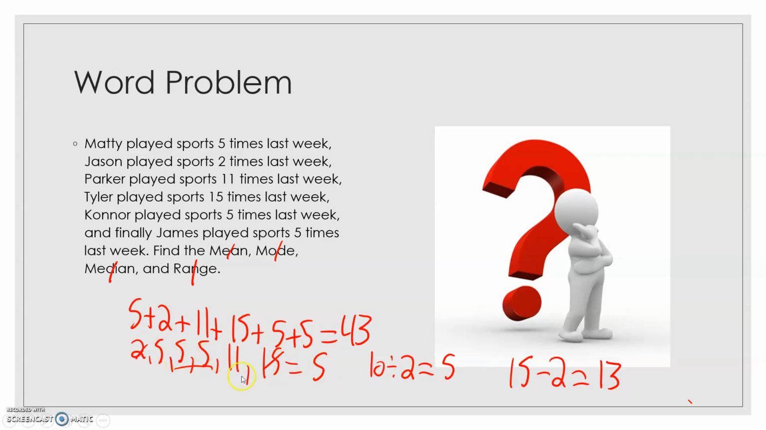And median, so 5 plus 5 is 10. Divide 10 by 2, and then that equals 5. So the median is 5. Range, biggest number, 15. Smallest number, 2. 15 minus 2 equals 13.